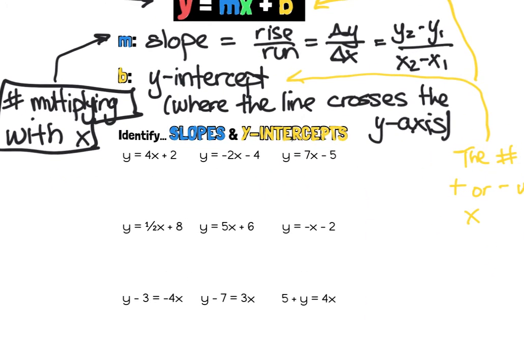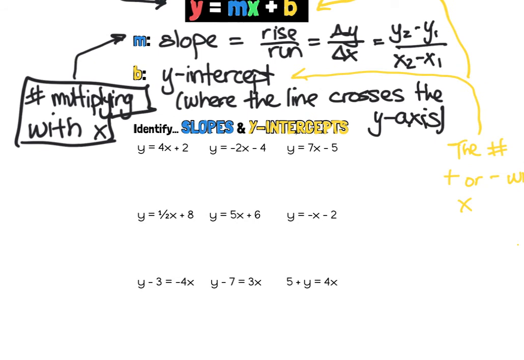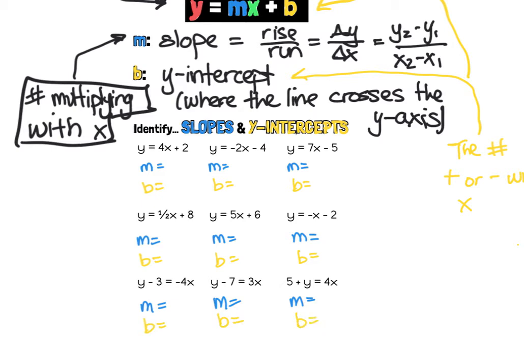So we're going to get a little practice identifying slopes and y-intercepts. So let's start by, we're going to color code this. So we're going to put our blue M's for slope. And then we'll put our yellow B's for y-intercepts. We're going to do this for every problem. Okay, so now let's get to it.